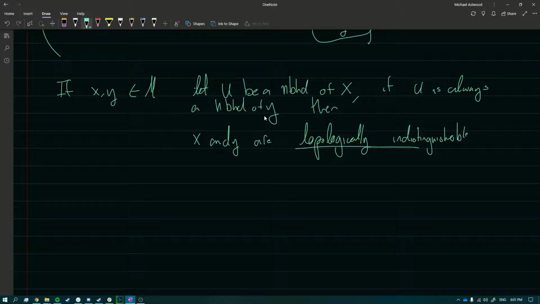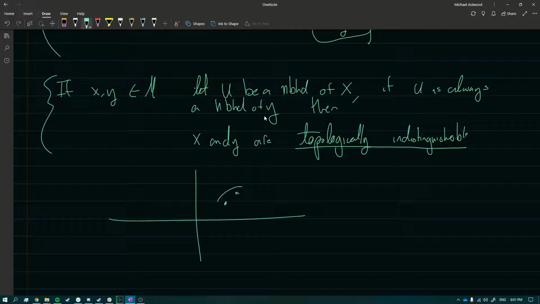So this is because if you took two different points and they always had the same neighborhood, so there were only ever neighborhoods that contained them both, this basically means that you could never separate the 2 points. They're indistinguishable from each other. So you can't use topology to study the differences between those 2 points. You can only use other kinds of mathematics. So this is an important notion.